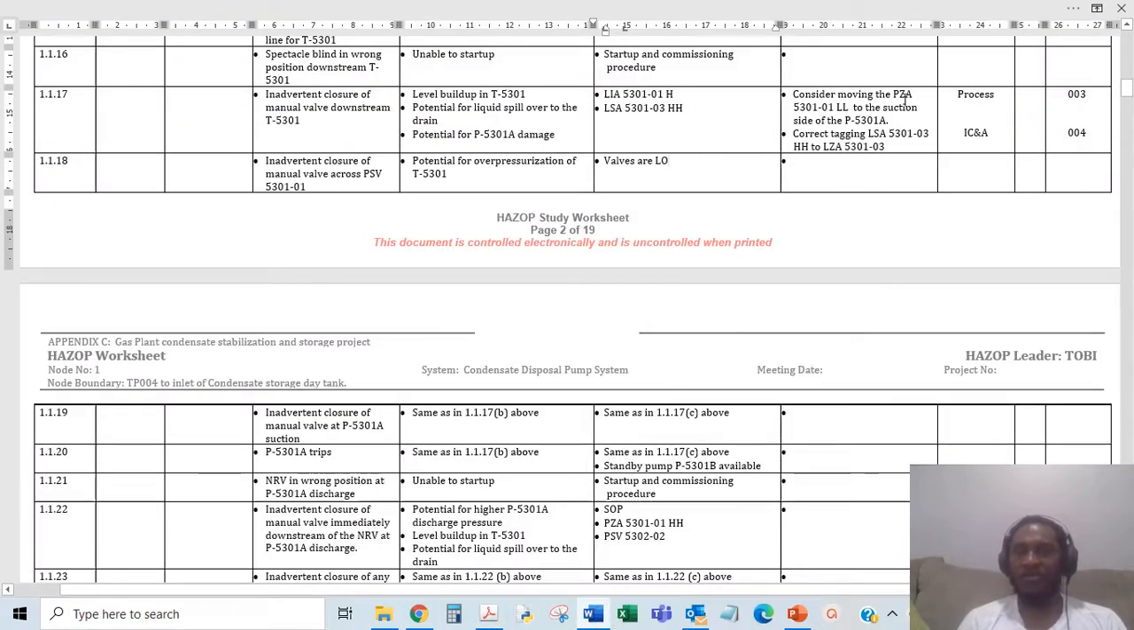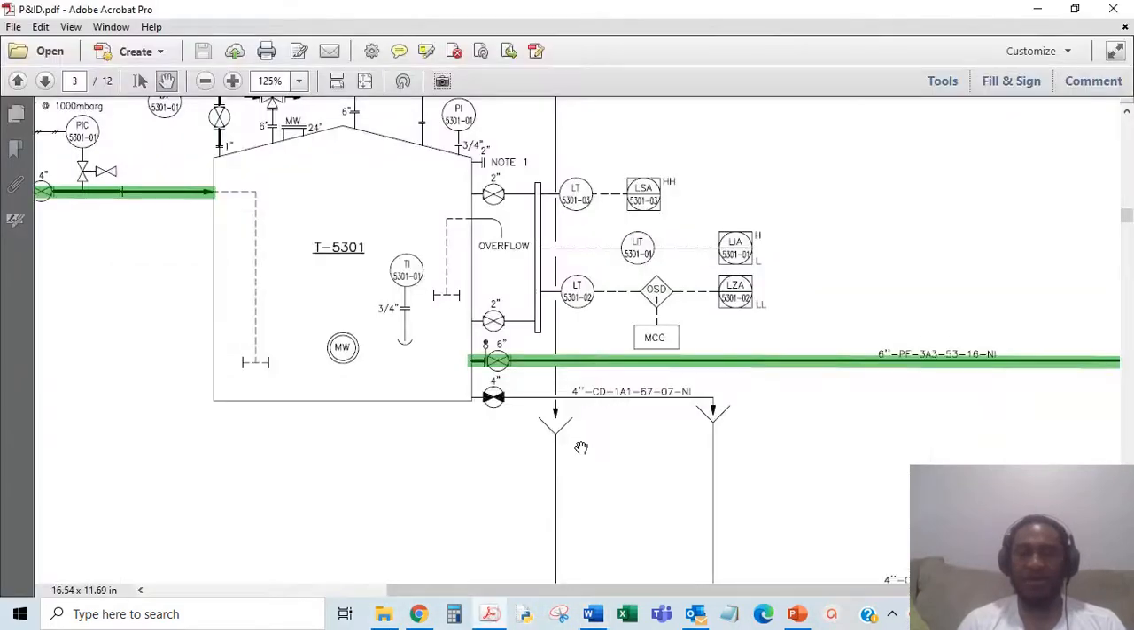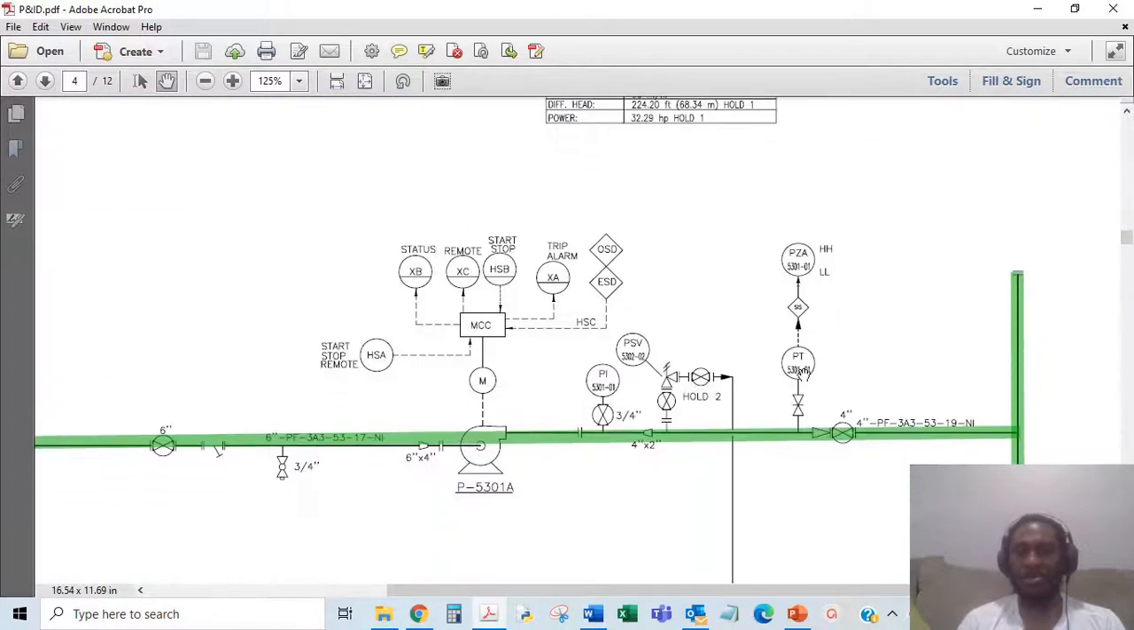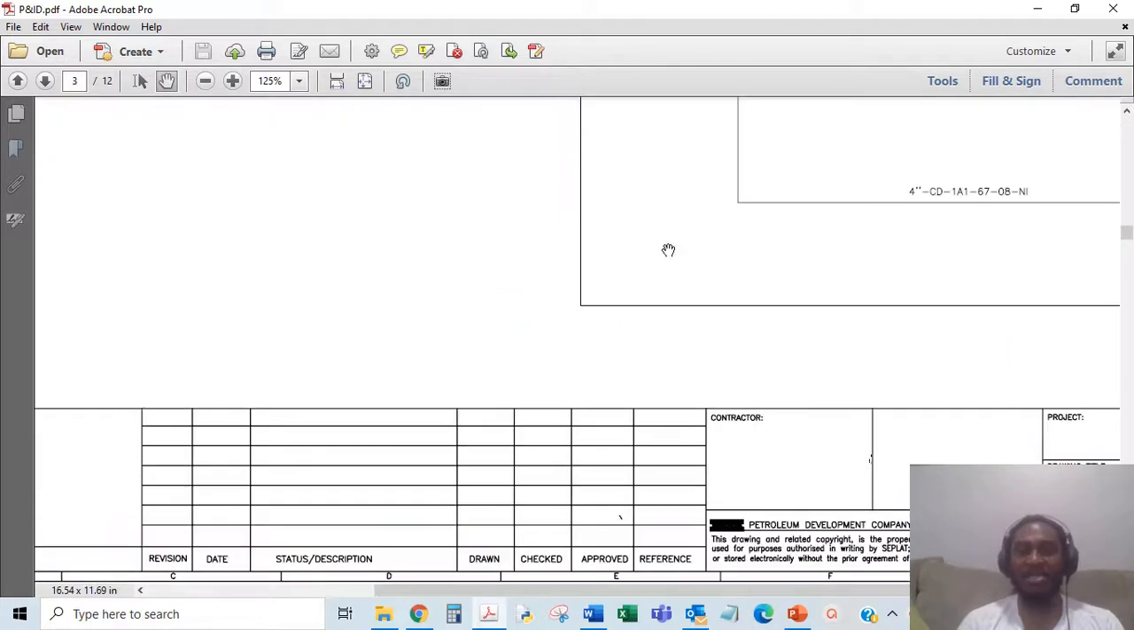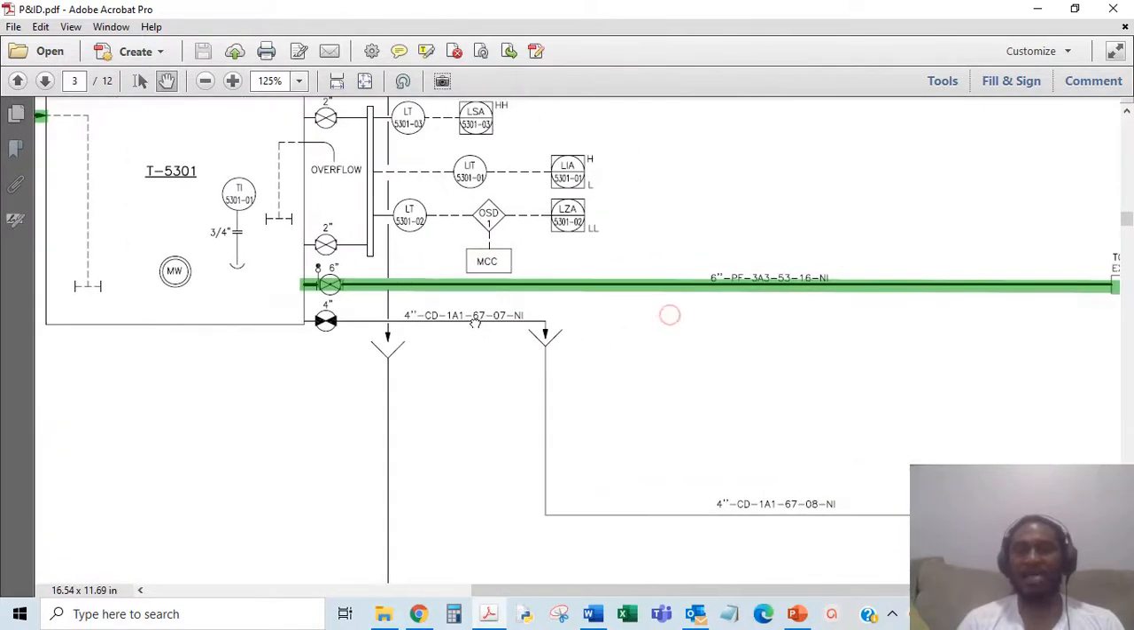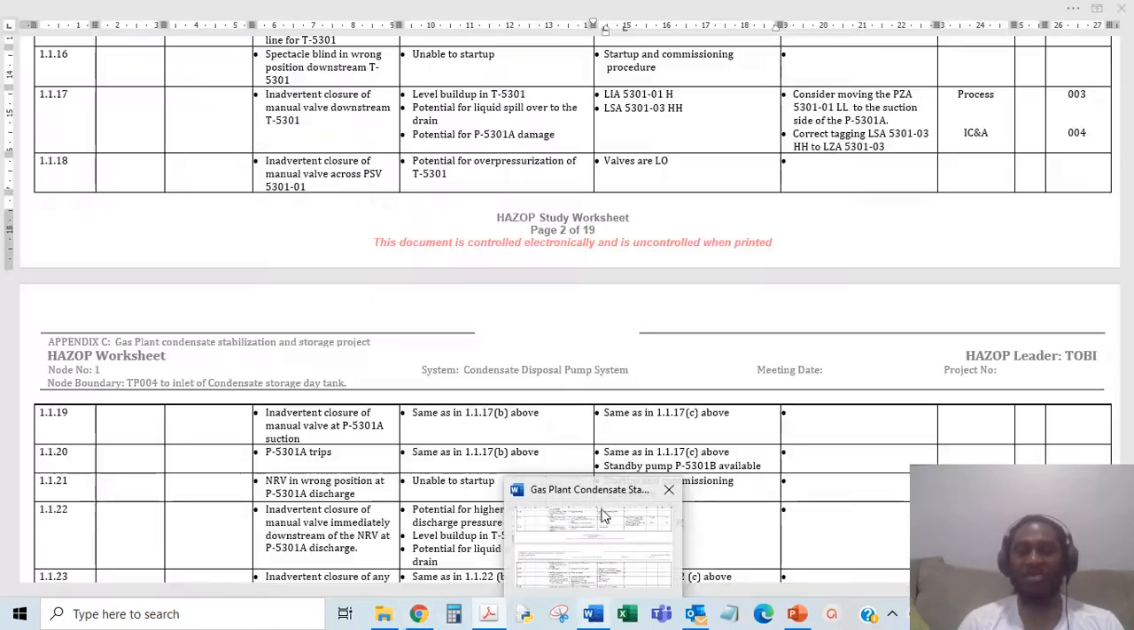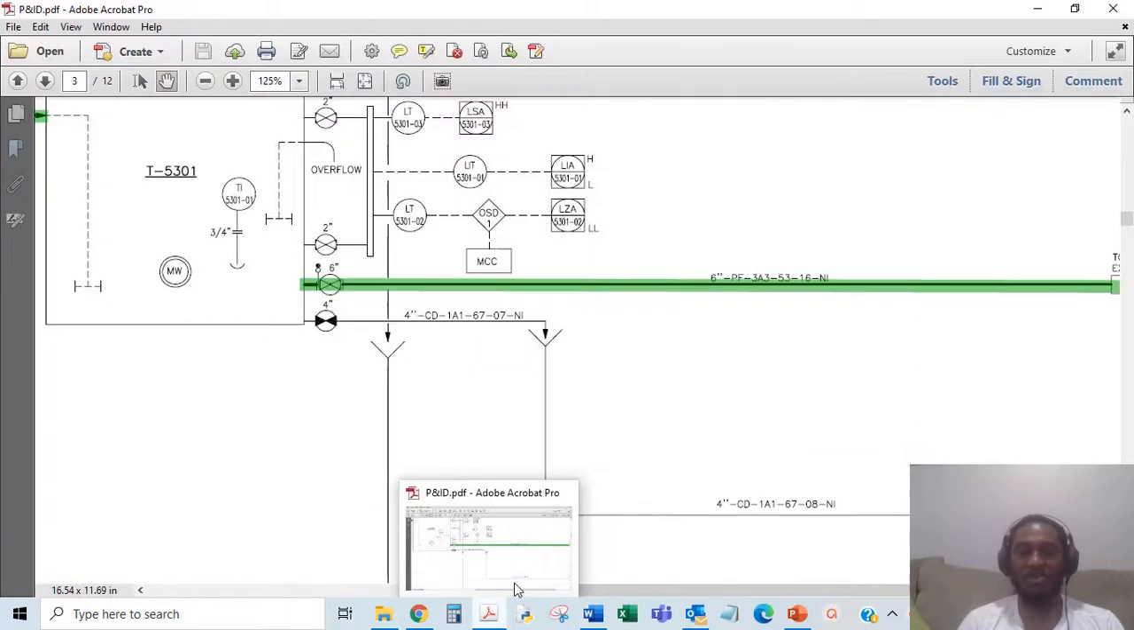So consider moving PZA 5301 low to the suction side of PZA. That's the protection on the pumps downstream. So that's this here. Consider moving it here, so that if this, just like before, doesn't see any flow before it gets damaged, this here would have picked it up. So a low here would have told you that this is closed, and then you wouldn't have any pump cavitating. So you pick it up before it gets to the pump, and before it destroys the pump, before it's too late.